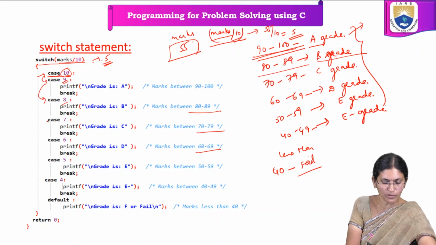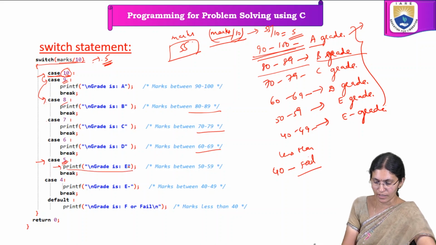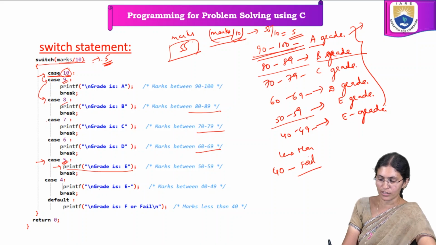In this way it will check the value of this expression against the case labels. Here this case label is matching this expression. 5 and 5 are equal. Therefore printf the grade is E. So 5 means grade is E. When the grade is E, it means he is getting 50 to 59. So 55 marks means his grade is E. After this we have included a break statement here. So the control is transferred out of the switch.